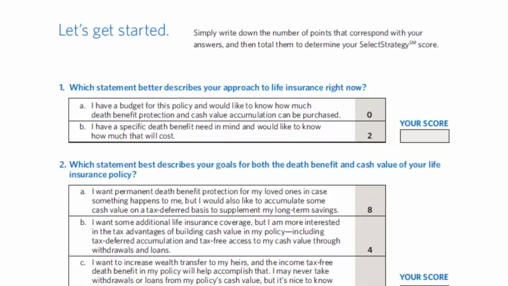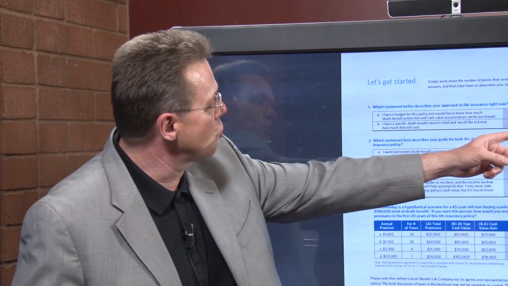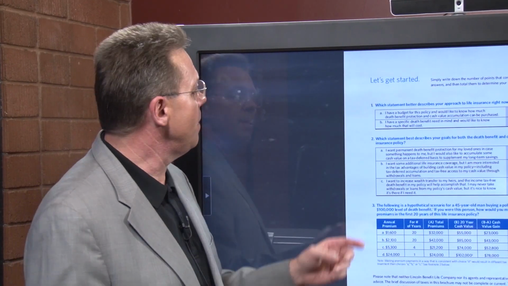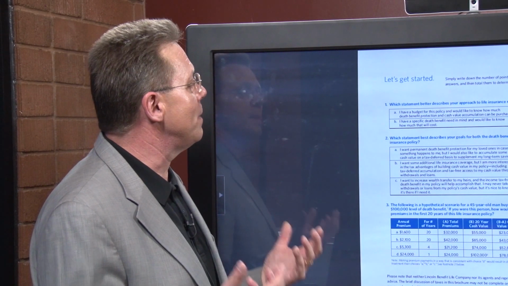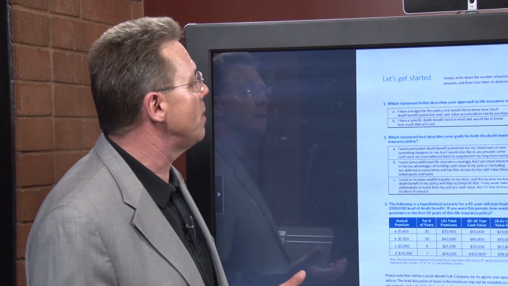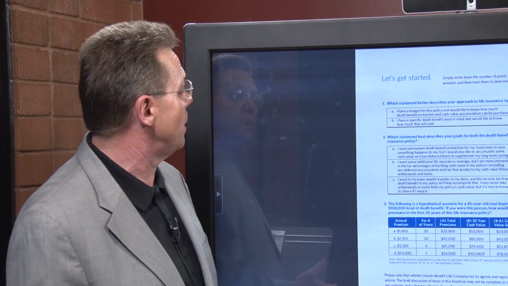Well, here's an interesting start. Here's one. It says, which statement better describes you and your approach to life insurance right now? I have a budget for this, and I would like to know how much death benefit protection and cash value accumulation can be purchased, or I have a specific death benefit need in mind, and I would like to know how much it will cost. Then you will assign a score to that. And then my second question would be, which statement best describes your goals for both the death benefit and the cash value of your life insurance policy?